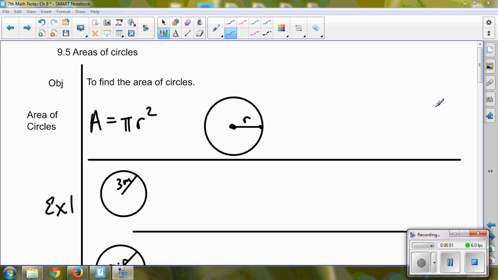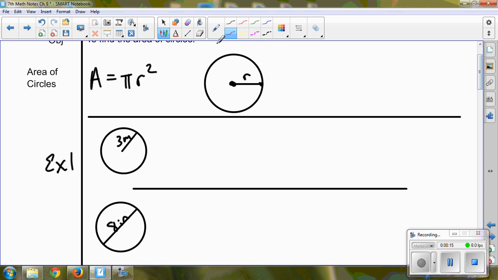Chapter 9, Section 5, Objective: to find the area of circles. So how do we find the area of a circle? We use the formula area is equal to pi r squared, where r is your radius, which is half of your diameter. So if we start here with this circle, we want to find the area of each circle to the nearest tenth using pi equals 3.14, which we'll use for all of our problems today.